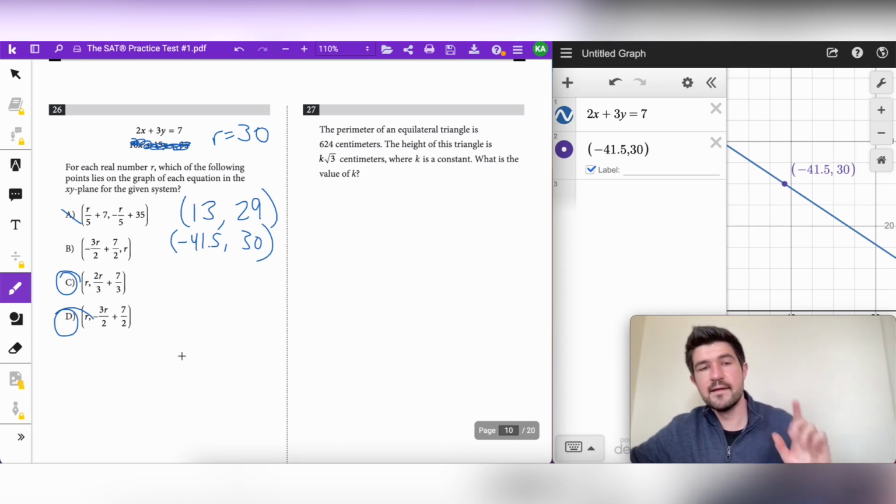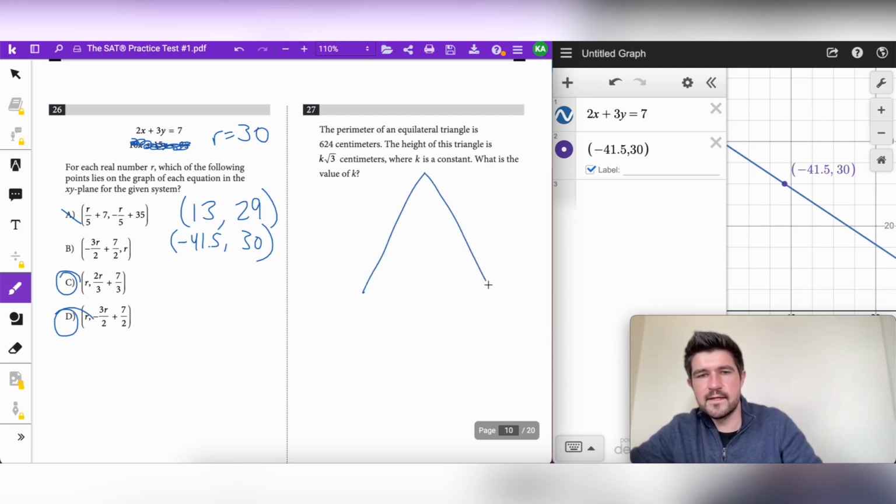And finally, 27: the perimeter of an equilateral triangle is 624 centimeters. The height is k root 3. K is a constant. What's the value of k? Okay, let's draw an equilateral triangle. We don't need to make it perfect. That's okay.